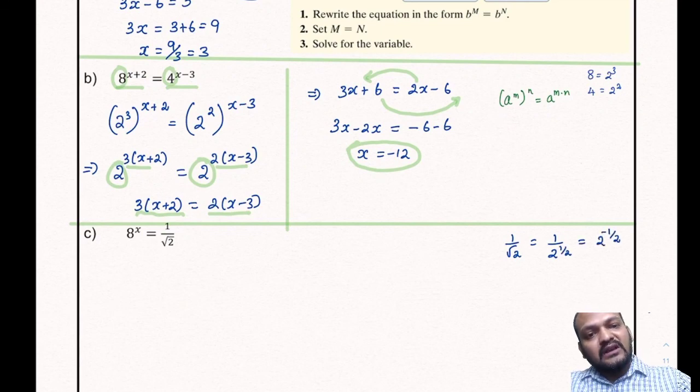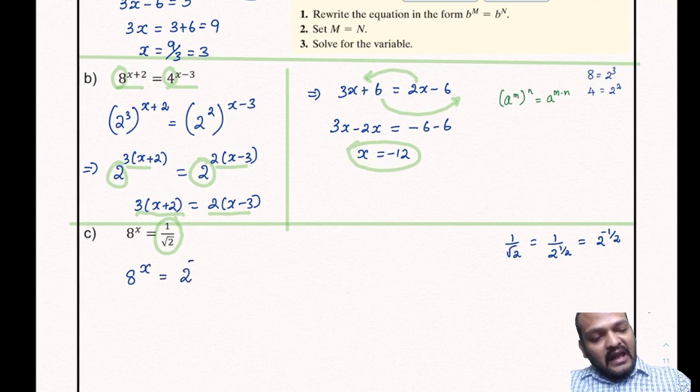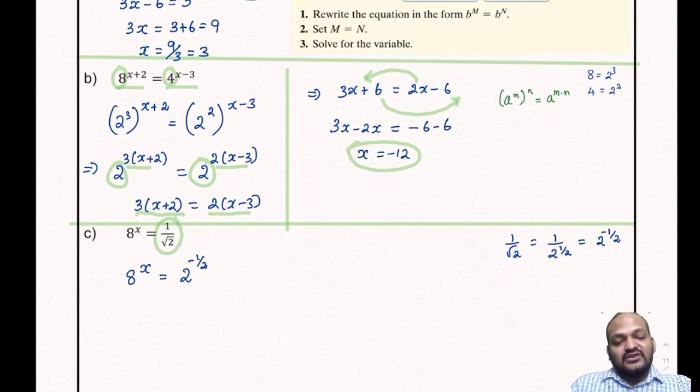So I'm going to take a look at my right hand side, and I'm going to rewrite it as 2 to the negative 1/2, as a part of the simplification. So I have 8 to the x equals 2 to the negative 1/2, right? Now I have a nice exponential equation here. So let's see how we solve that.